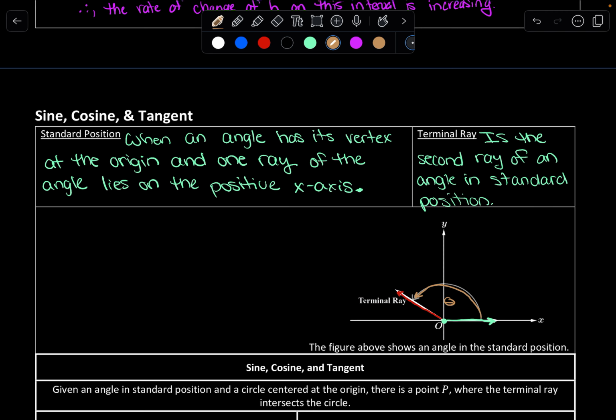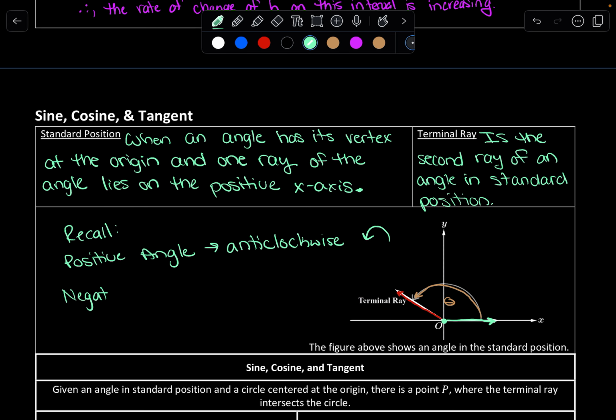So this is just a recall. So recall that from previous units, we talked about positive angles. Positive angles are going to open counterclockwise or anti-clockwise. So it's going to open up in this direction. And then our negative angles, those will open clockwise. So that will open up in this direction.